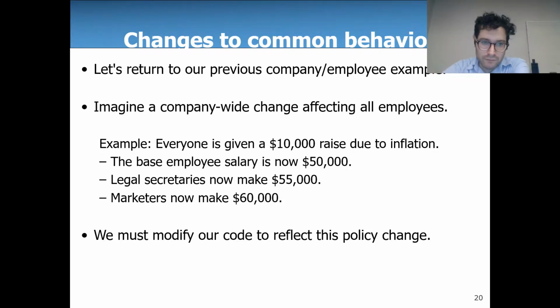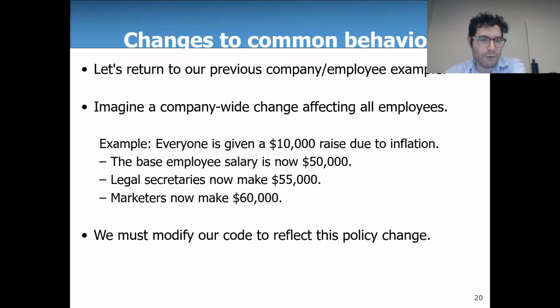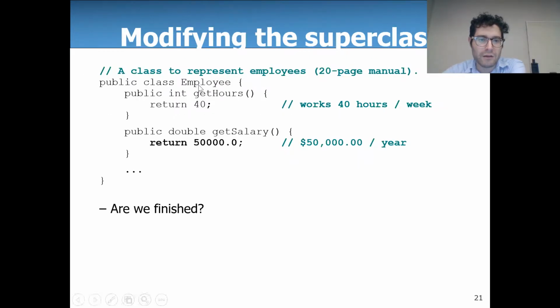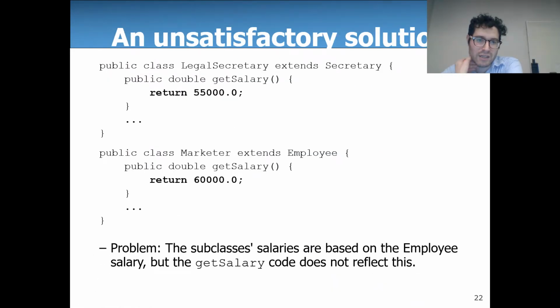So suppose we got a company-wide change. This is another reason why we like using inheritance. Everybody's given a $10,000 raise. That's pretty nice. So the base salary is now 50. Legal secretaries will now make 55,000, and marketers make 60,000. So now we have to go through all the code and change that. But if we change employee to be 50,000, we're not finished there. All the subclasses still need to be changed. So we'd have to change the legal secretary and the marketer.